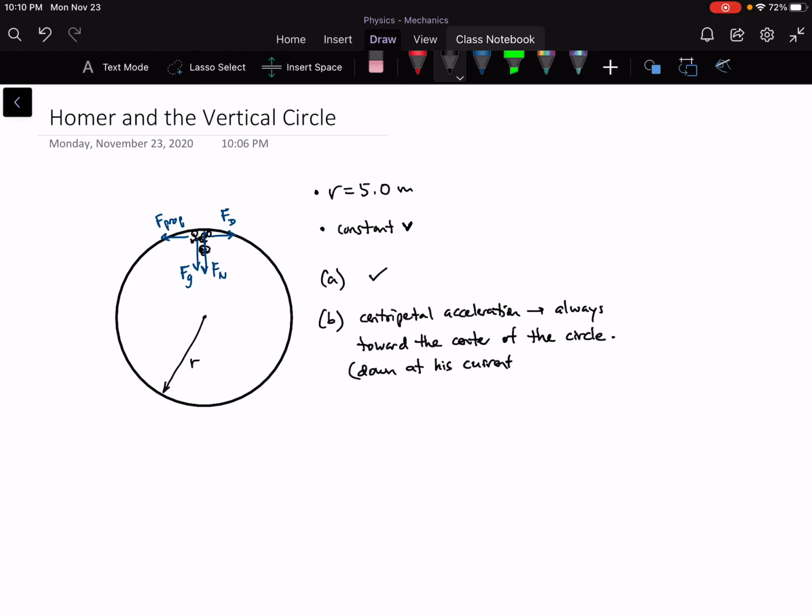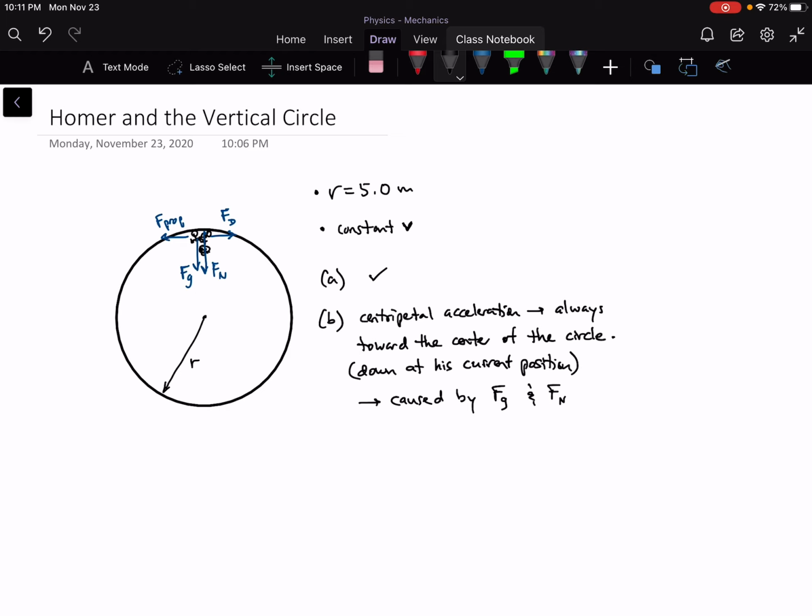If he's halfway down the side, it would be acting to the left or the right, depending on which side he's at. And at the bottom, it would be acting upward towards the center of the circle. And in terms of the forces that would cause that, well, only two of those forces have radial components, so components either toward or away from the center of the circle. So that would be caused by F sub G and F sub N.